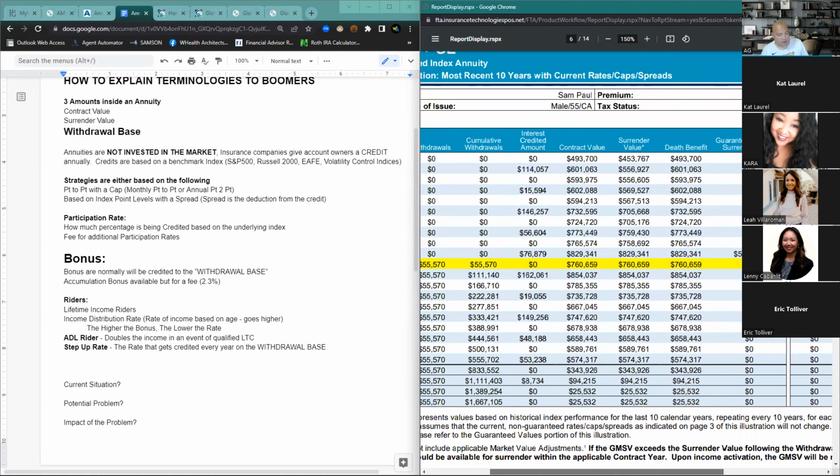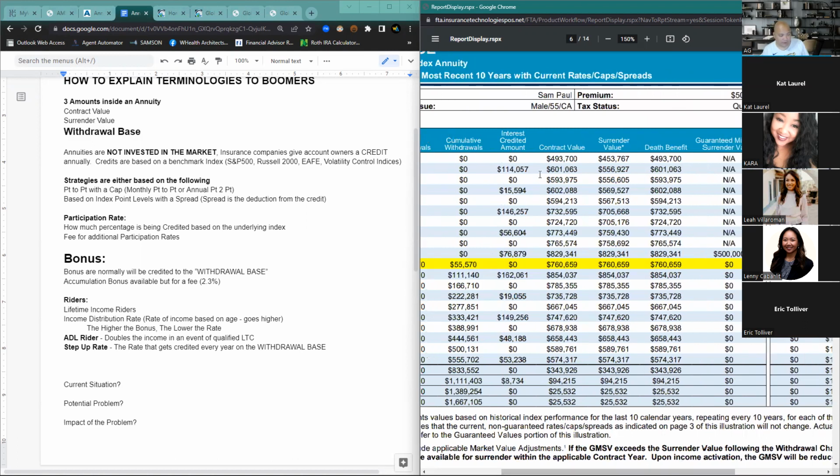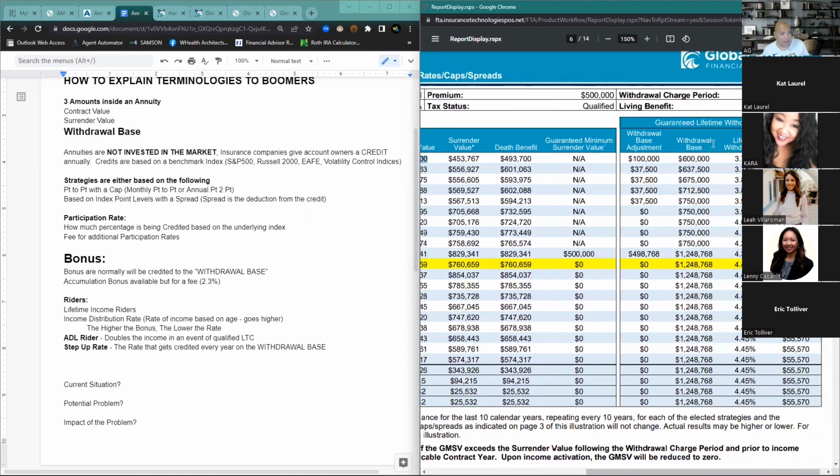verbiage. But you notice here that 20% does not go to the contract value, okay? It goes to the what? Withdrawal base. I know I'm being repetitive because, again, it's very confusing sometimes. Lifetime income rider, you saw that a while ago. It's called GLWB here, guaranteed lifetime withdrawal benefit. They use different words, but that's just the lifetime rider.